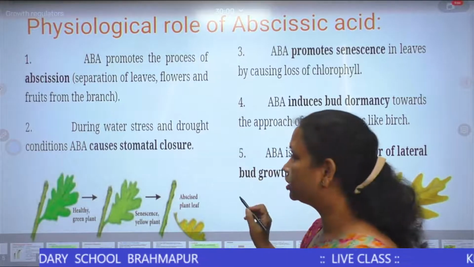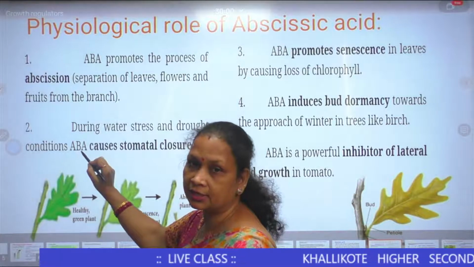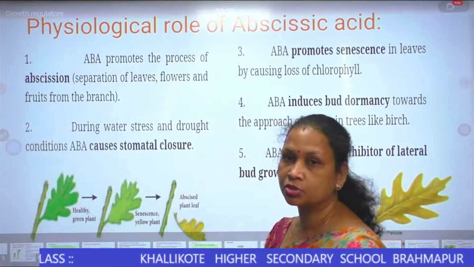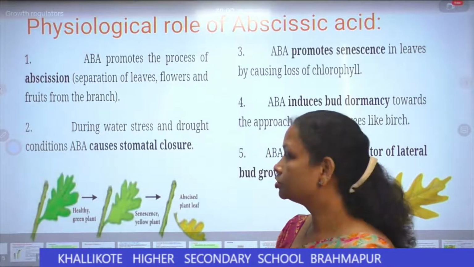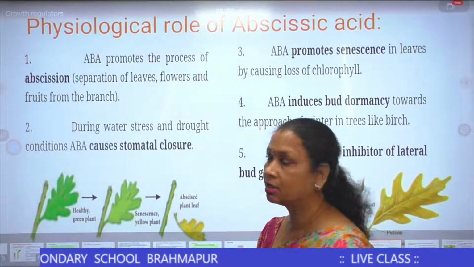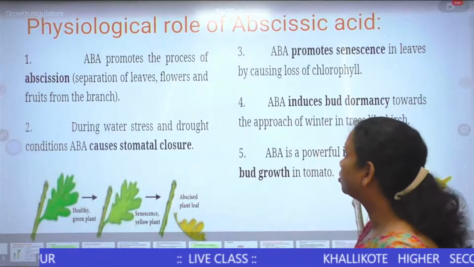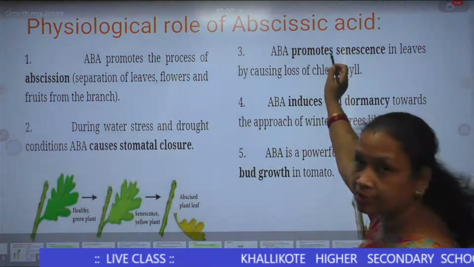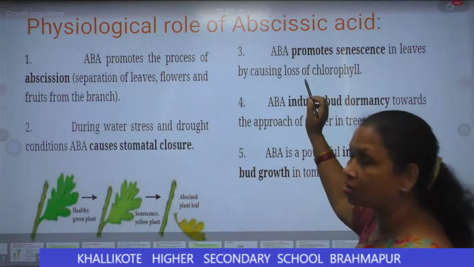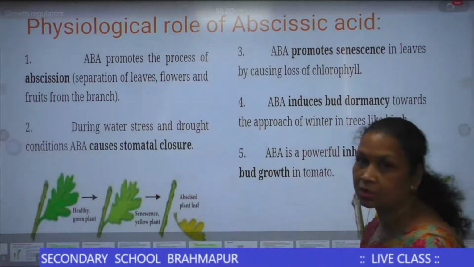Second is during water stress and drought condition. Whenever there is a small amount of water, abscisic acid causes stomatal closure. The closing of the stomata is regulated by abscisic acid in the guard cells. Abscisic acid starts to close the stomata whenever there is water stress, so as to prevent large amounts of transpiration or loss of water from the plant body. So, it is also called the stress hormone.